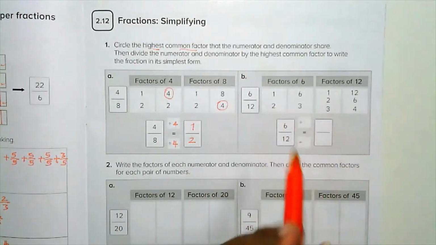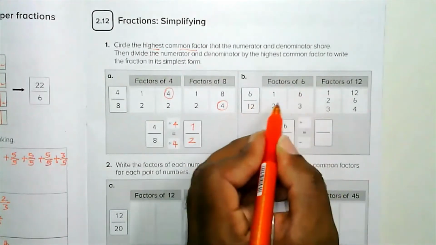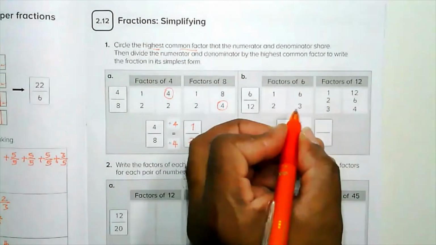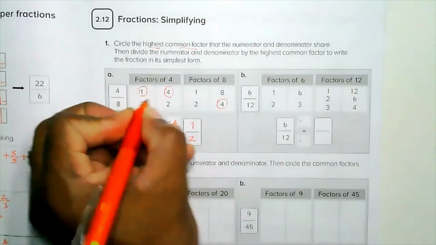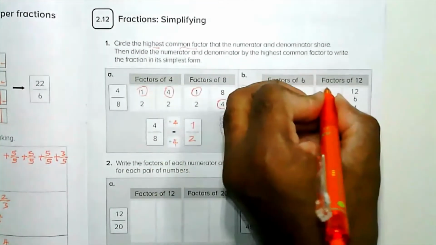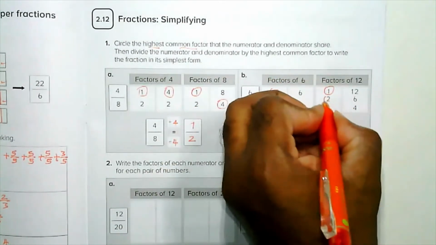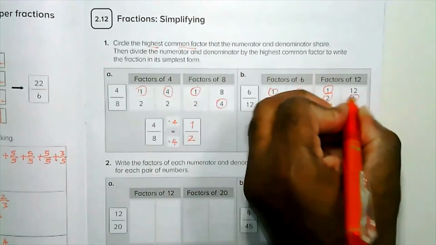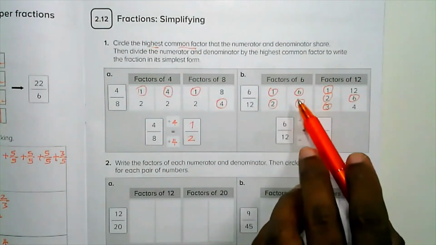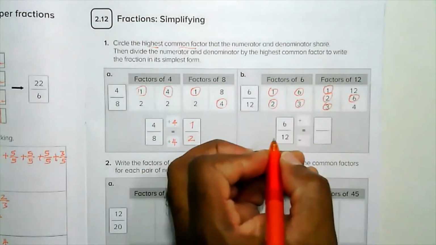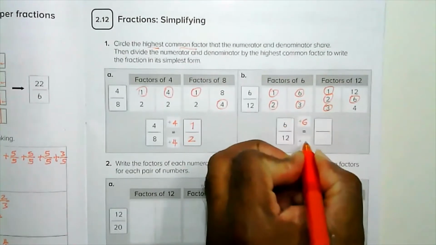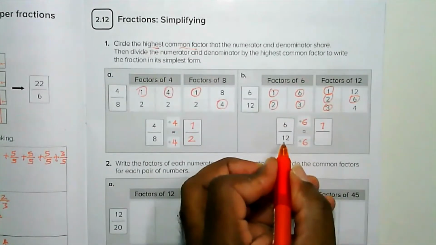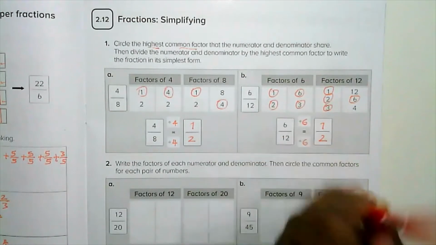Part B. The factors of 6 are here, factors of 12 are here. Now let's see which one is common. 1 is common too. 1 is always common, right? We've got 2. We also have 3 and 6. So the highest common factor is 6. So we use 6. 6 divided by 6 is 1. 12 divided by 6 is 2.